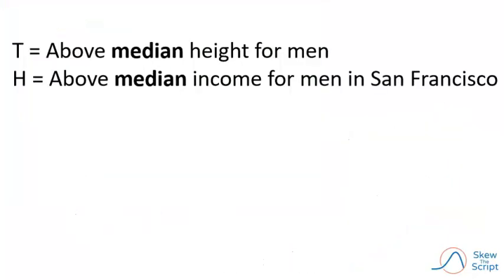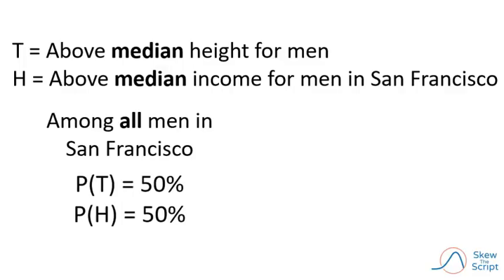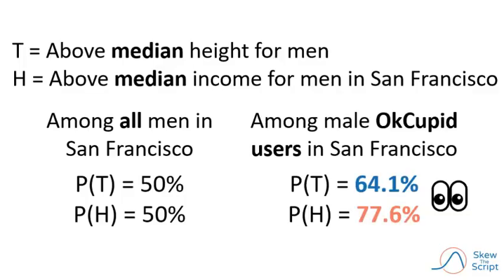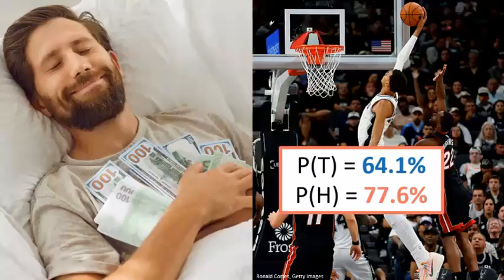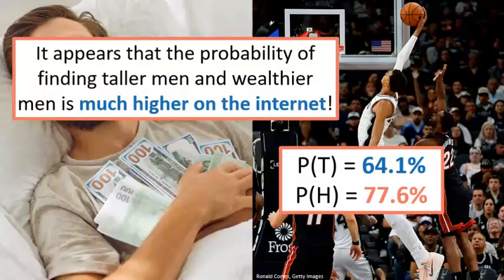Now, to sum this up, remember that we define tall as being above the median height and being a high earner as being above the median income. And we said median means 50%. But among the male OkCupid users in San Francisco, a whopping 64% were tall and 77.6% were high earners. With numbers like these, it appears that the probability of finding a taller man and a wealthier man is much higher on the internet than in the physical world.